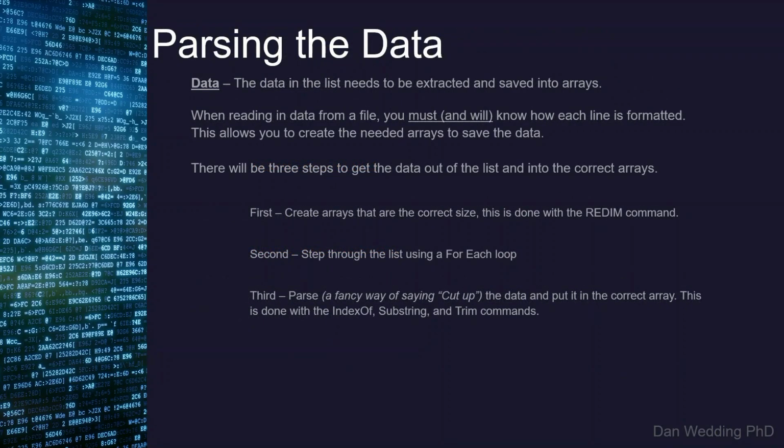The data in the list needs to be extracted and saved into arrays. When reading in data from a file, you must know how each line is formatted. This allows you to create the needed arrays to save the data. There will be 3 steps to get the data out of the list and into the correct arrays. First, create arrays that are the correct size. This is done with the redim command. Second, step through the list using a for each loop. Third, parse the data and put it in the correct array. This is done with the IndexOf, Substring, and Trim commands.